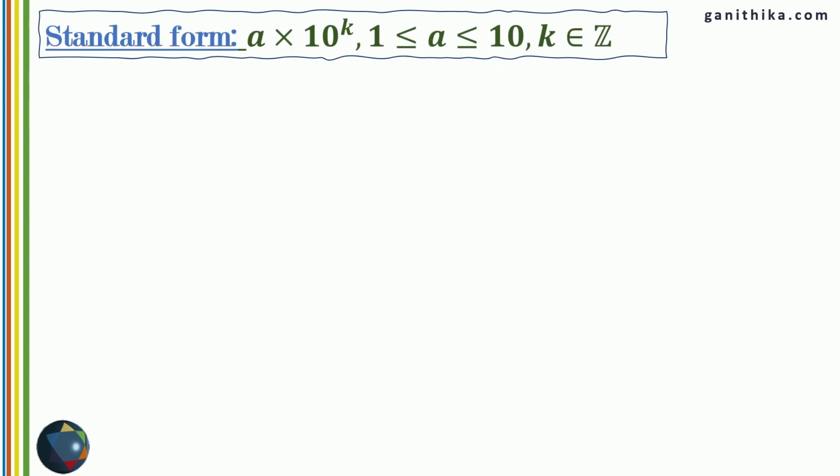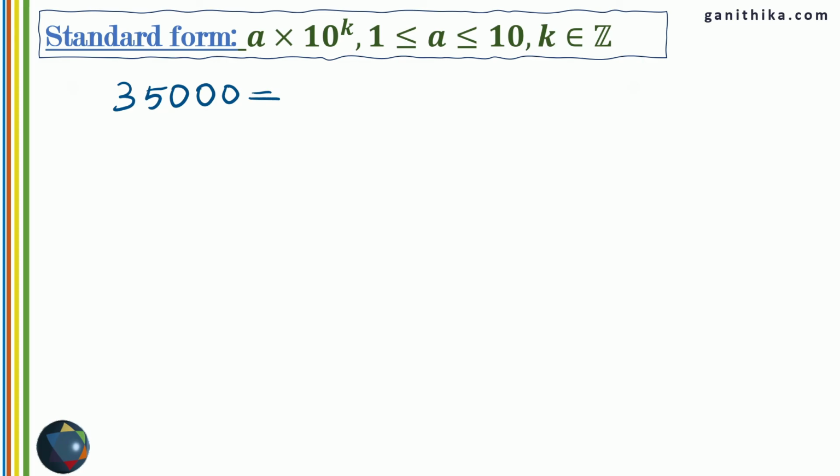Next topic under numbers is standard form. Writing a number in standard form means writing it as a times 10 to the power of k, where a is a number between 1 and 10 and k is an integer. So let's see some examples on how to write 35,000 in standard form. Notice that I'm putting equal to, I'm not approximating it, I'm just writing this in standard form.